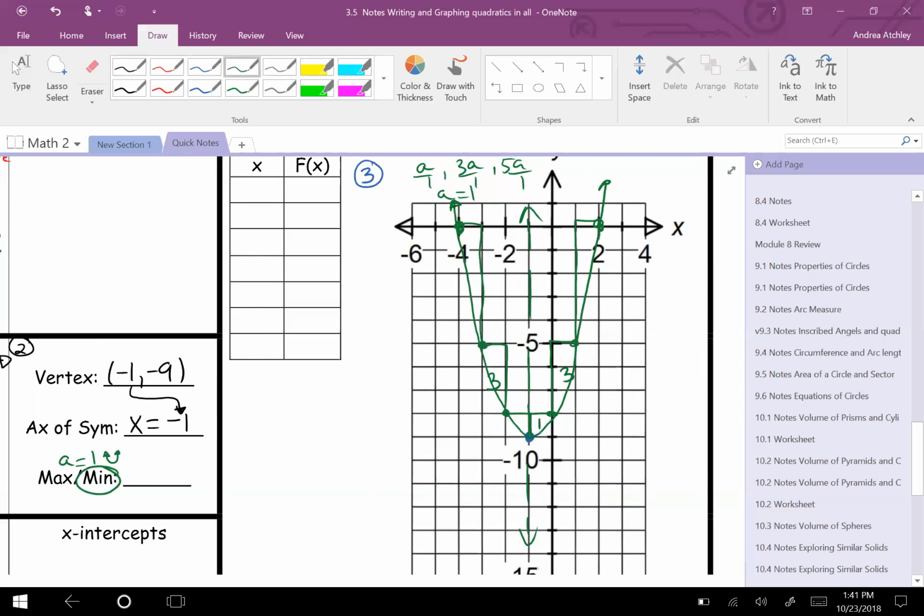Okay, from there, I've got a bunch of ordered pairs. So I can fill in my table using all the ordered pairs that are right here. So I'm just going to start with the smallest x value I have, which is at -4. And when x is -4, y was 0. Then I'm going to go to -3 for my x value. And when x is -3, y was -5. Then I'm going to have -2 for the x value. And when x is -2, y was at -8.